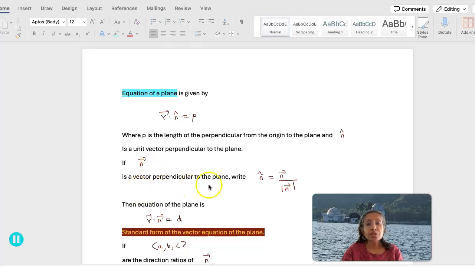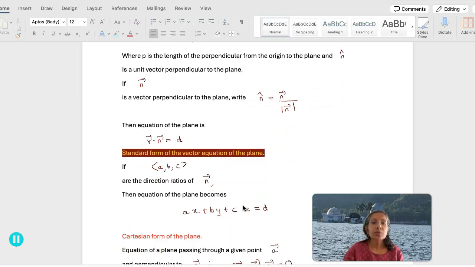If n is just a vector perpendicular to the plane that is not a unit vector, we make it a unit vector by dividing it by its modulus, and we write n cap as n by mod n. In this case, the vector equation of the plane will be r dot n equal to d, and this is the vector equation of the plane.